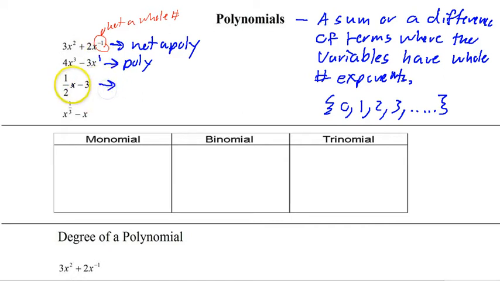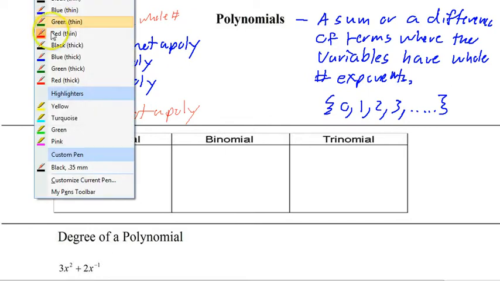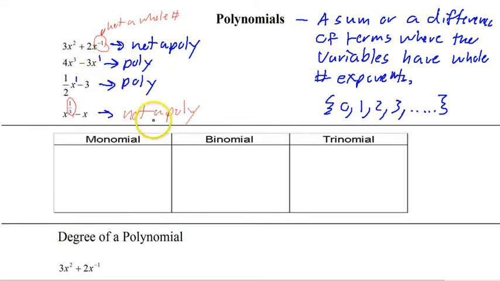How about the next one? For that variable we have a 1, so that is now a polynomial. How about the last one? Polynomial, not a polynomial. Exactly. Right here is what makes it not a polynomial. So if the exponents are all whole numbers, nice clean exponents, polynomial. If they're not, then they're not. That's it. Alright. Let's look at this.